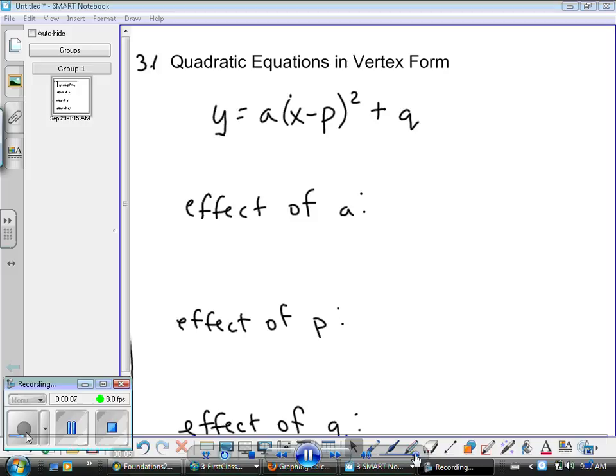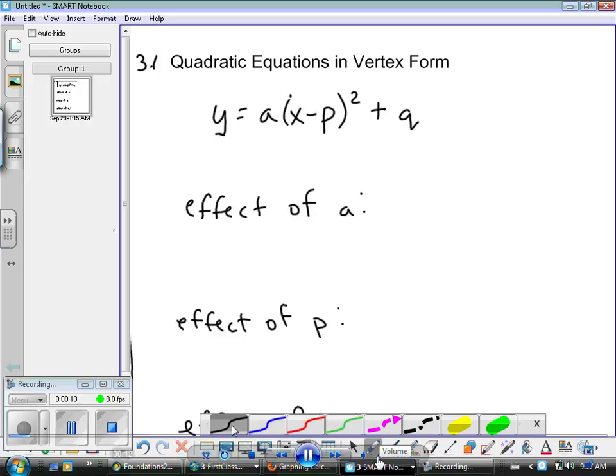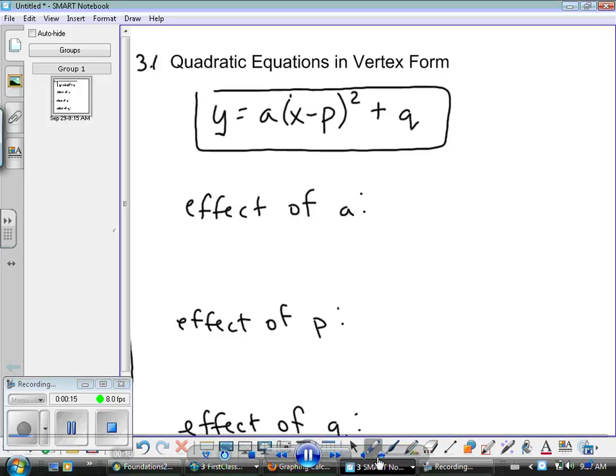Okay, this is 3.1. This is investigating quadratic equations in vertex form. Okay, and so that right there is vertex form of a quadratic equation: y equals a times (x minus p) squared plus q.